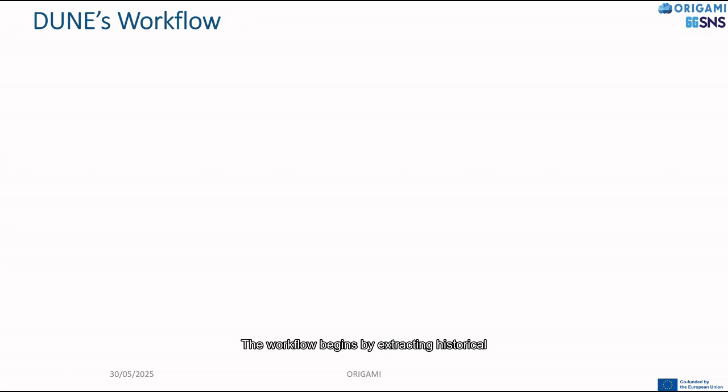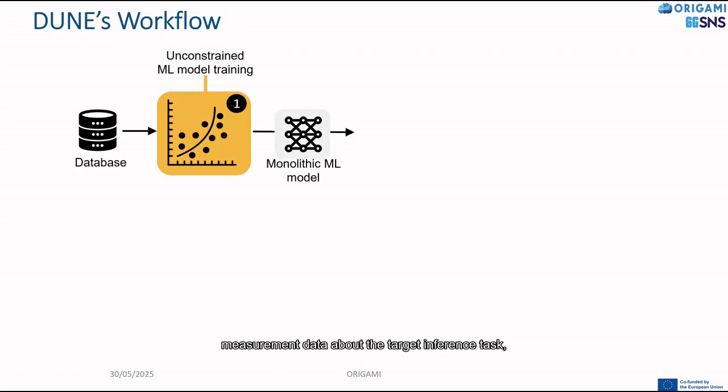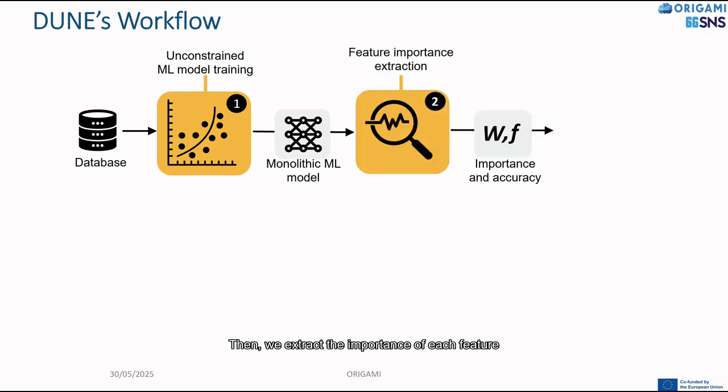The workflow begins by extracting historical measurement data about the target inference task, suitably labeled for supervised learning. In the first stage, we train the most accurate ML model possible with no requirement on the model type. The result is a monolithic model. Then, we extract the importance of each feature for each class and format it into a matrix format. In addition, we encode the accuracy into a vector F.